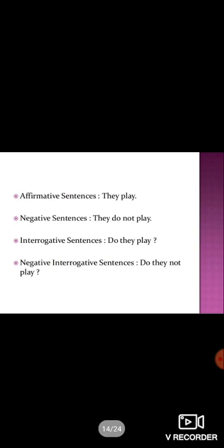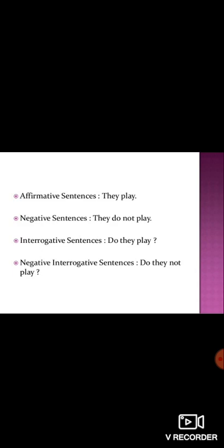Now, in all the tenses, there are four types of sentences. First one is affirmative, second one is negative, third one is interrogative, and the fourth one is negative interrogative. Now, how do we make these? Here one example is given for the affirmative sentence, like they play. Here I already told you that for the plural, no s or es is there. So here they is there, so we only use play, not plays. And now we have to change it into the negative.